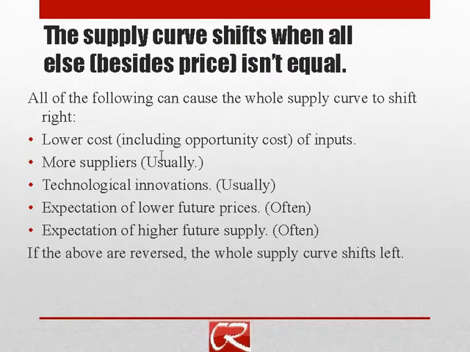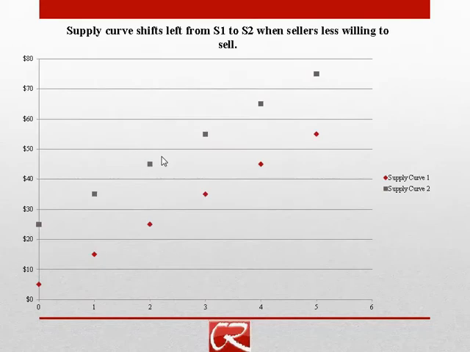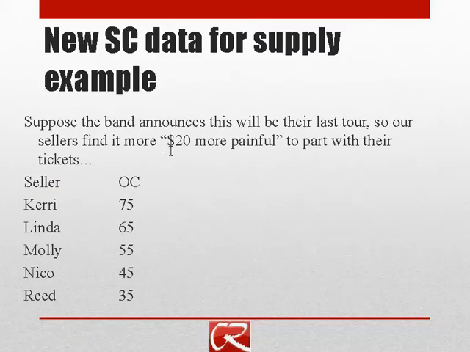I'm going to go ahead and skip ahead and just show you the supply curve shifting. So let's suppose the band announces that this will be their last tour, so our sellers find it more painful to part with their tickets because they suddenly realize they might not get a chance to see the band on tour again. So where Carrie had been willing to sell for a price of $55 because that was Carrie's seller cost, now he is only willing to sell if the price goes up to $75. And Linda, who had been at $45, is now at $65.